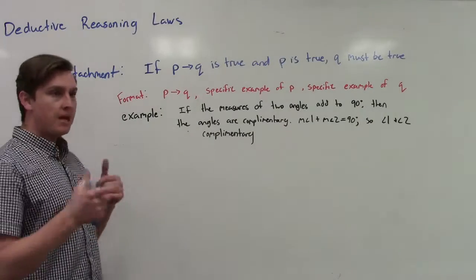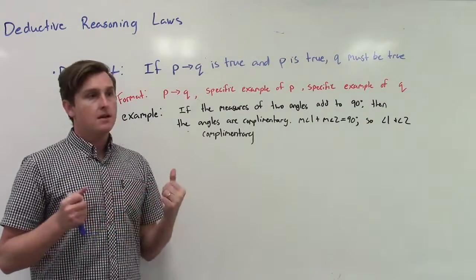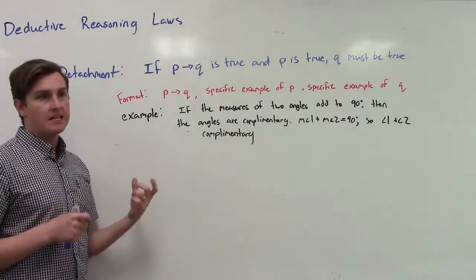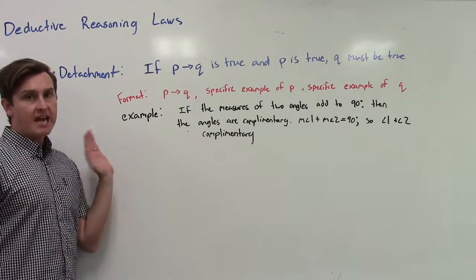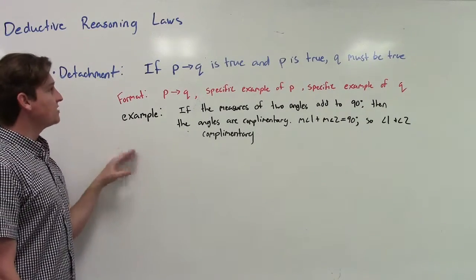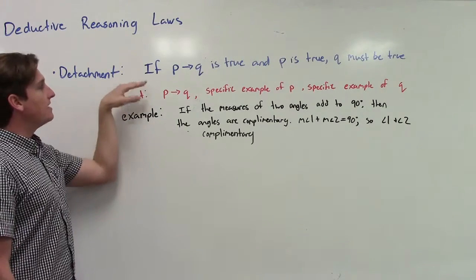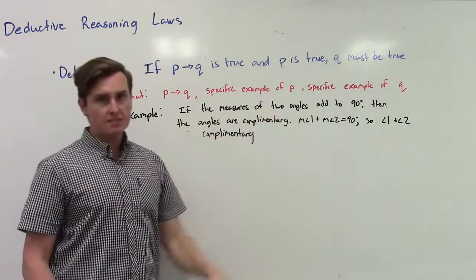We just talked about the two types of reasoning that we're going to cover in this class, the deductive and inductive reasoning. Right now we're going to turn to specific laws for deductive reasoning, and there's actually two of them we're going to cover today. The first one is called the law of detachment. The law of detachment sounds kind of weird when you read it at first, but we're going to go through and explain it. If P implies Q is true, and P is true, then Q must be true.